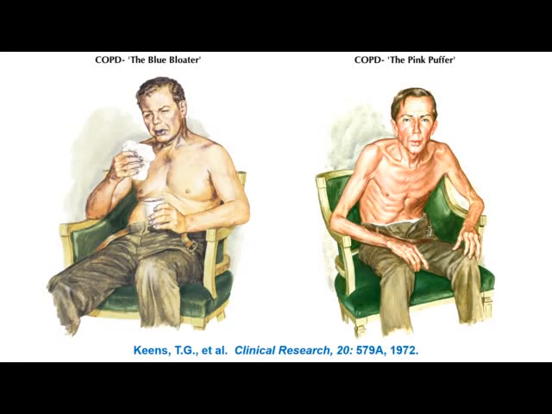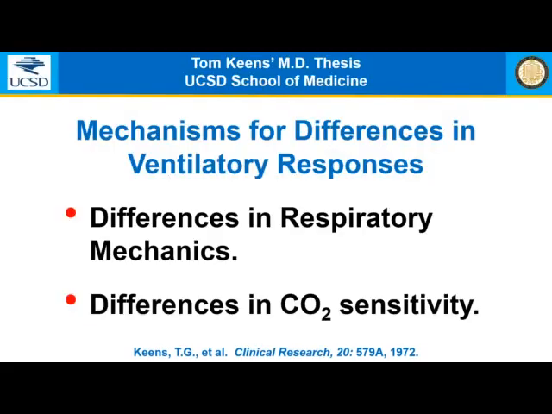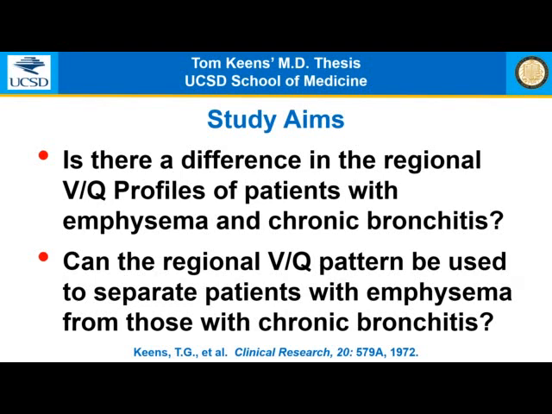COPD is classically divided into those with chronic bronchitis, commonly known as blue bloaters, and those with primary emphysema, commonly known as pink puffers. The issue here is that there seems to be differences in their ventilatory responses. So is this differences in respiratory mechanics, or are these differences due to CO2 sensitivity? So the specific aims of the study were: is there a difference in the regional VQ profiles of patients with emphysema and chronic bronchitis? And can the regional VQ pattern be used to separate patients with emphysema from those with chronic bronchitis?